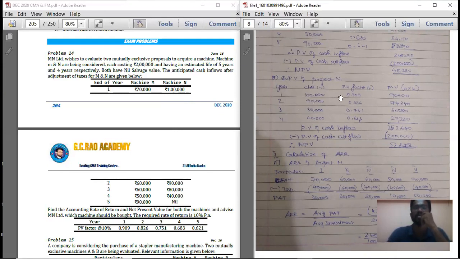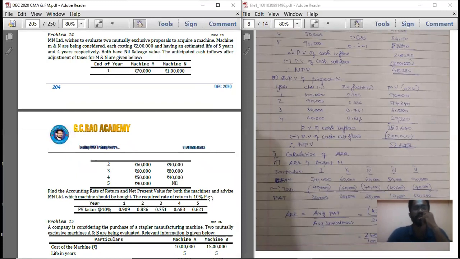So after that, what is the present value factor at the rate of 10%? For both the projects, the required rate of return is 10%. So here there are only 4 years, so copy only 4 years present value factors. Present value factor for year 1, 0.909. For year 2, 0.826, for year 3, 0.751, and for year 4, 0.683.